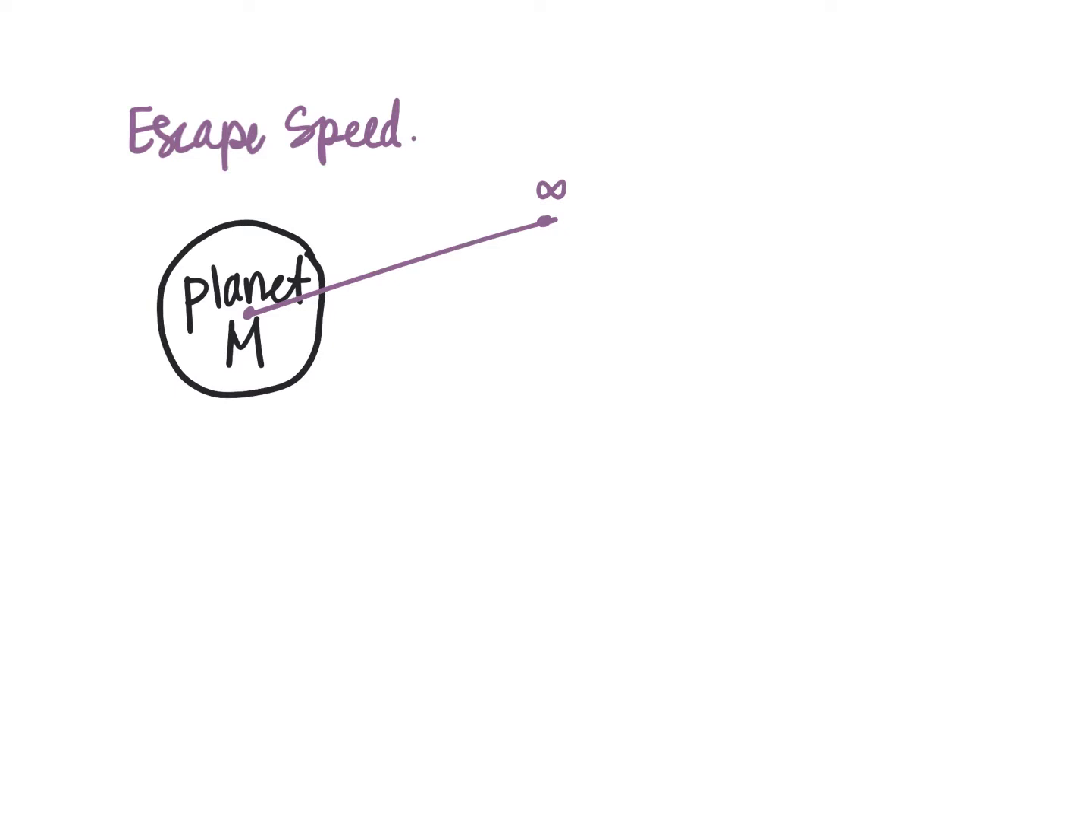So I'm going to put infinity way out there, and then we're going to move this rocket from the surface of the planet here all the way out to infinity. So there's an energy needed to launch this rocket. So let's draw an energy bar chart. We have the planet and the rocket as our system.